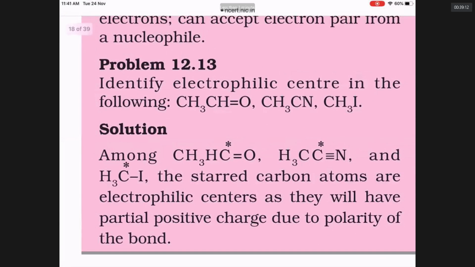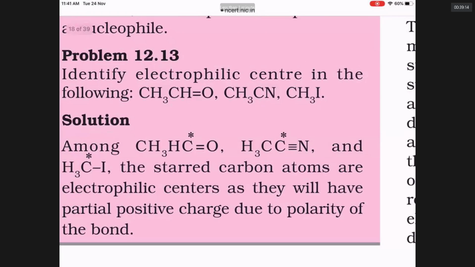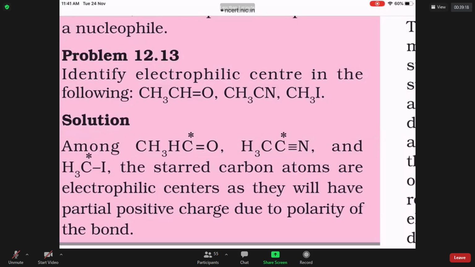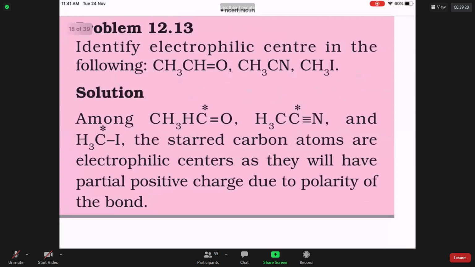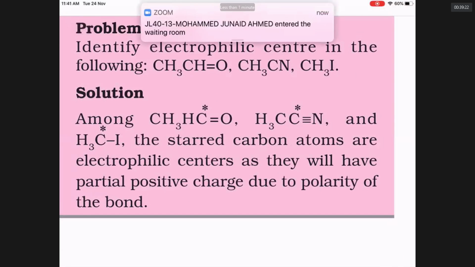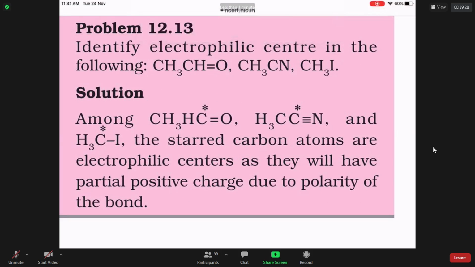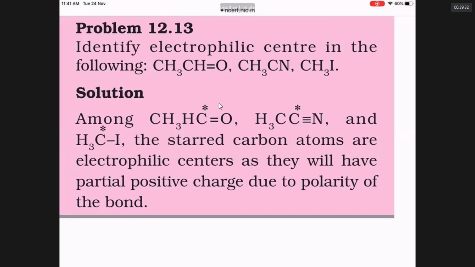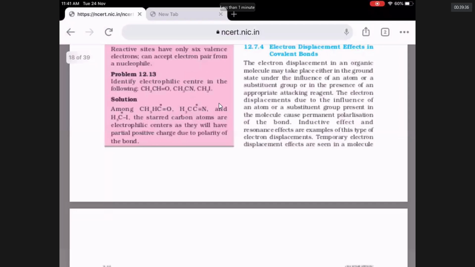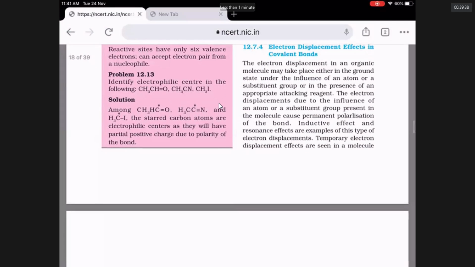12.13. Identify electrophilic center in the following. The electrophilic center is indicated by star. Here carbon is electrophile because oxygen is taking away electron. Again in CH3CN, carbon is electrophile because the nitrogen is taking away electron. In CH3I, carbon is electrophile because I is taking away electrons.